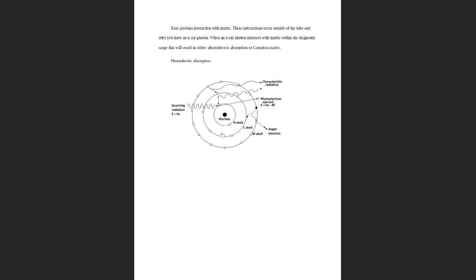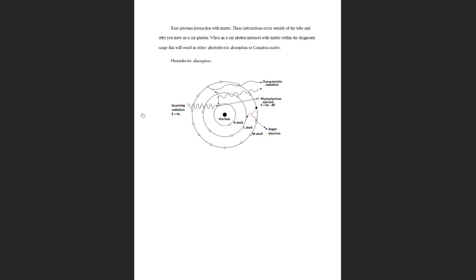And again, that's the end of it. So those two, BREMS and characteristic, are how we get X-rays, okay? That's a projectile electron's interaction with the target atom producing an X-ray photon. Now we're going to deal with what happens with that X-ray once it exits the tube.